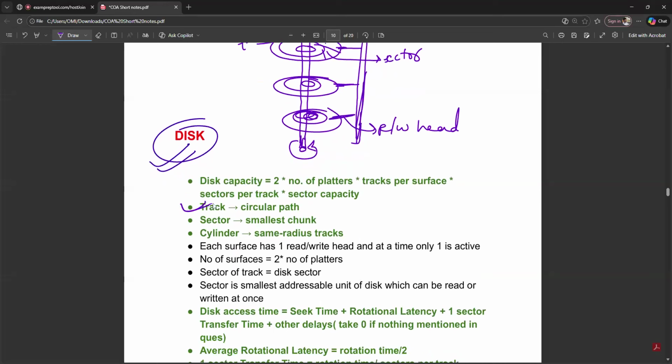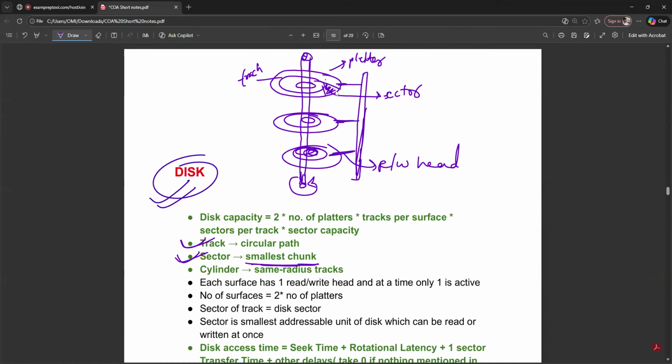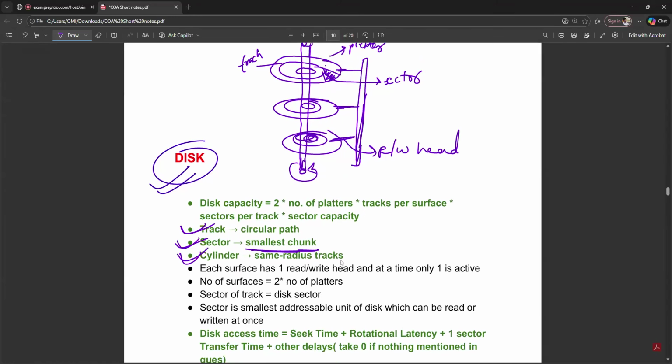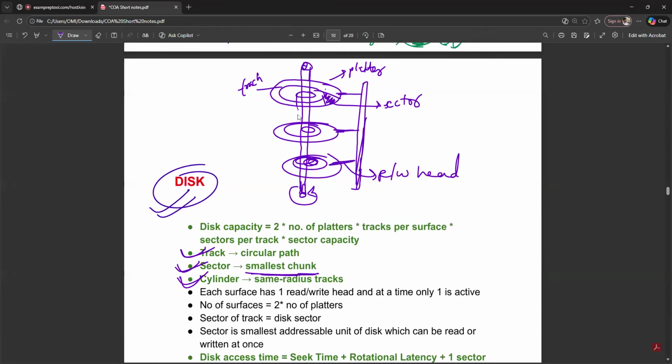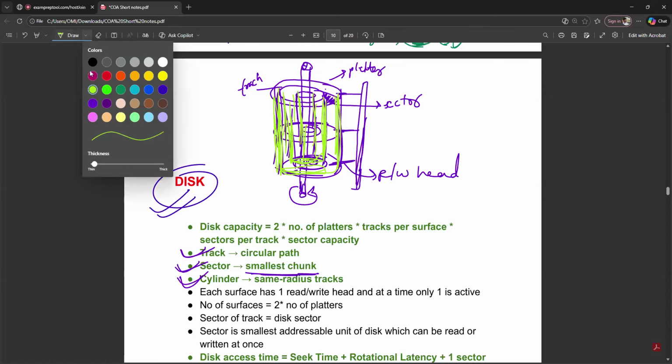Okay, so a track is the circular path. A sector is the smallest chunk in a particular track. A cylinder is the same radius tracks. If I combine these, this is called one cylinder, same radius. This one is another cylinder, and this is another cylinder. So a same radius stack is called a cylinder.